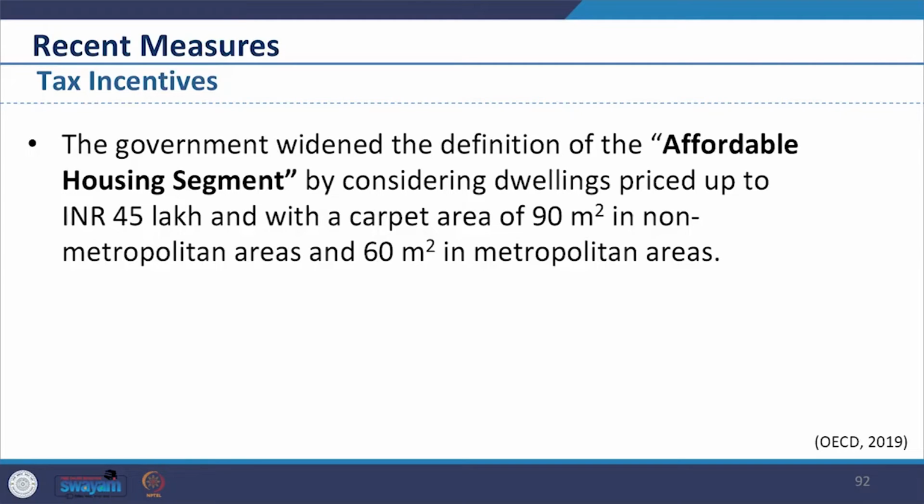To allow more people to benefit from the tax incentives, the government widened the definition of affordable housing segment by considering dwellings priced up to 45 lakh and with a carpet area of 90 square meters in non-metropolitan areas and 60 square meters in metropolitan areas.